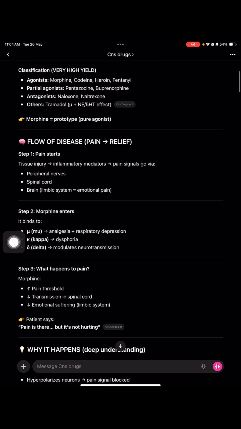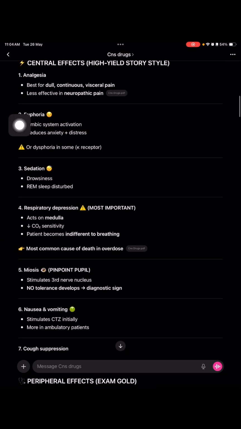We have to see. First of all, looking at the central effects. Analgesia: best for dull, continuous visceral pain, less effective in neuropathic pain. Euphoria, due to limbic system activation. Then anxiety and distress are reduced. Or dysphoria in some cases, through the kappa receptor. Sedation occurs, with drowsiness; REM sleep is disturbed. Rapid eye movement sleep is disturbed.